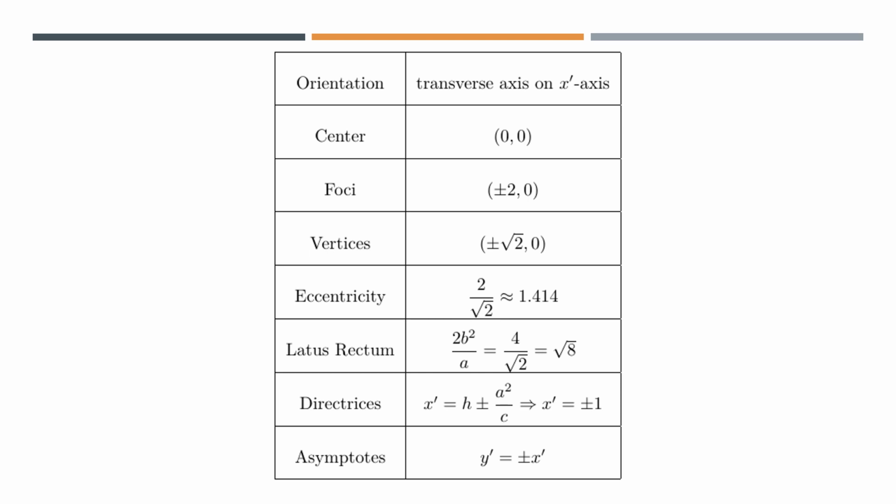The length of the latus rectum is 2b squared over a. Plug in those values and we end up with the square root of 8. The directrices are given in the new rotated coordinate system, x prime equal to plus or minus 1. And the asymptotes, again, are given in the new rotated coordinate system: y prime is equal to plus or minus x prime.